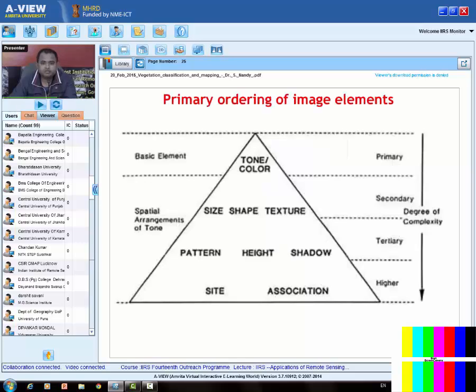Now, if I see all the images, the most important one is tone. Tone is the most important one as far as forestry or vegetation is concerned. Then come the size, shape, texture, pattern, height, shadow, isolation. But only based on tone, you cannot classify all the things. You may classify forest and non-forest, but again it's difficult. It's a combination of different elements by which you can identify different objects.